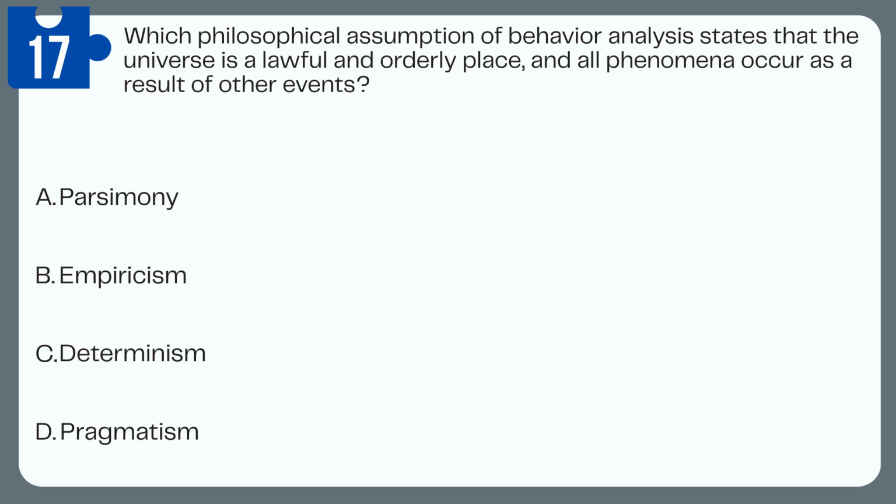Question 17. Which philosophical assumption of behavior analysis states that the universe is a lawful and orderly place, and all phenomena occur as a result of other events? A. Parsimony. B. Empiricism. C. Determinism. D. Pragmatism.